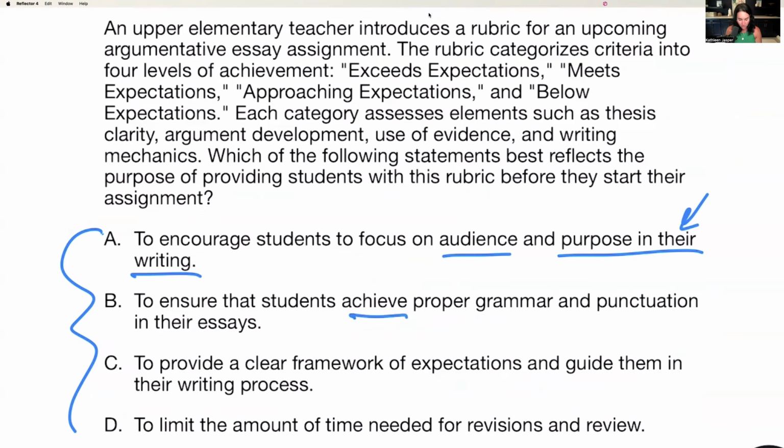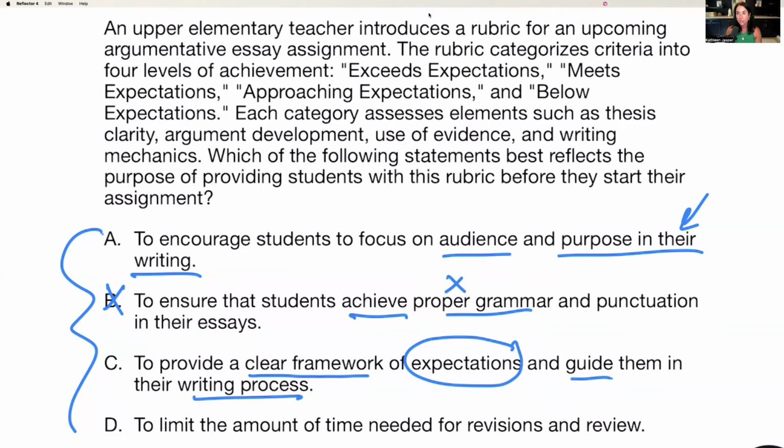To ensure students achieve proper grammar. Typically, we should be working on proper grammar, in my opinion, but typically proper grammar is not the thing we're focusing on. We're focusing more on critical thinking skills, higher order thinking skills with writing, reading, things like that. I don't love B.